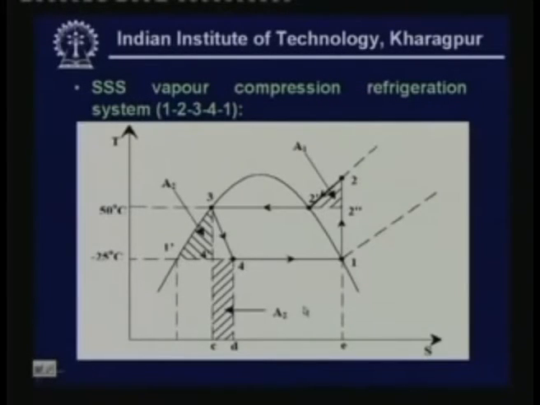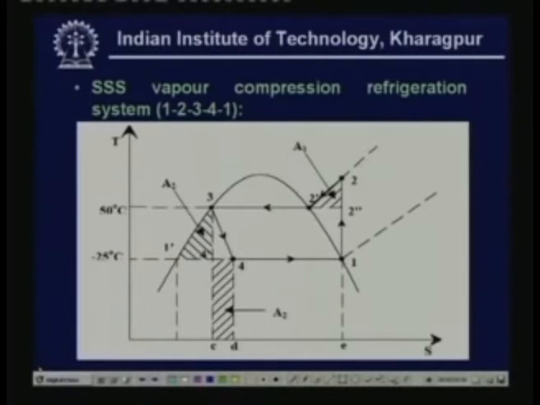This is a standard vapor compression refrigerant system. Here it is convenient to represent this on a TS diagram. So, you can see that on the TS diagram, cycle 1, 2, 3, 4 is your SSS cycle. So, 1 to 2 is your compression process, 2 to 3 is heat rejection in the condenser, 3 to 4 is the throttling process, and 4 to 1 is isobaric, isothermal heat extraction.